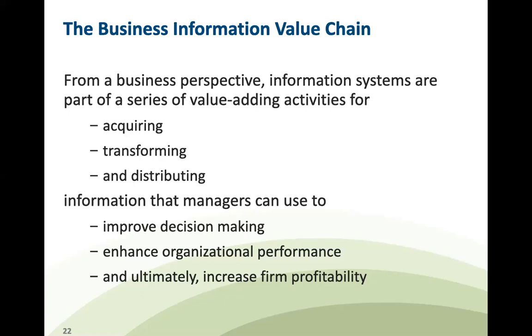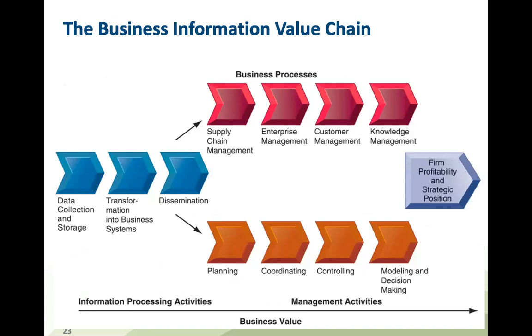Information that managers can use to improve decision making. So, in terms of these activities, whatever information is collected through management information systems can be used by management to improve decision making, as we discussed earlier, enhance organization performance, and ultimately increase firm profitability. So we do whatever it takes to increase profitability, and finally to reach high targets in terms of profitability. Right, so this is the business information value chain, basically.